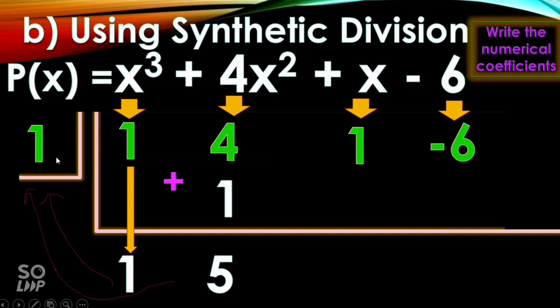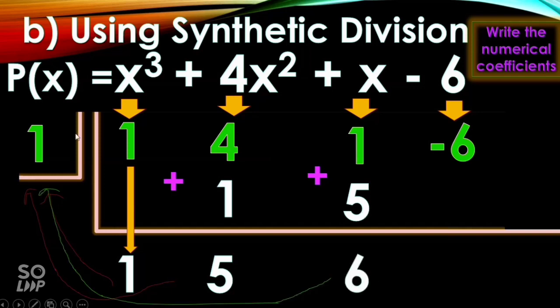Then, yung 5, ta-times ulit natin sa divisor na 1. So, 5 times 1 is 5. And then, add 1 plus 5 is 6. Then, 6 times 1 is 6. And then, add negative 6 plus 6 equals 0.